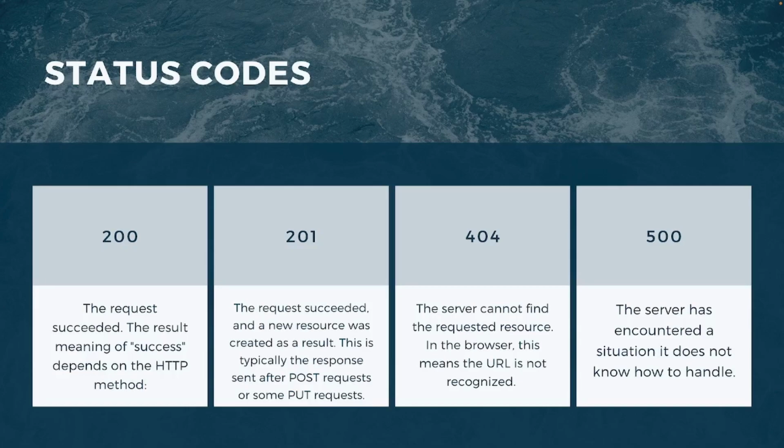So the first one is 200. This means that the request succeeded, the result was a success, and we retrieved the information that we were trying to get. Then 201 means that the request succeeded and the resource was created. So this is usually returned when you're doing a post.